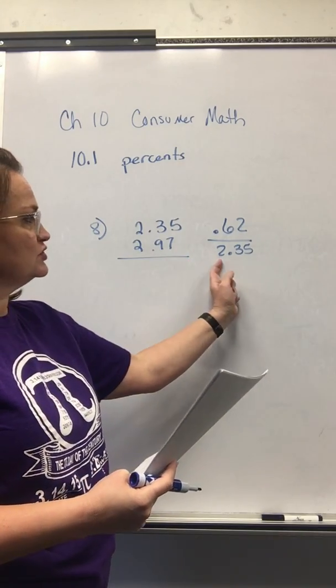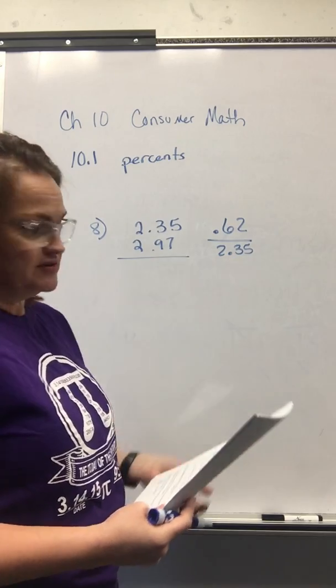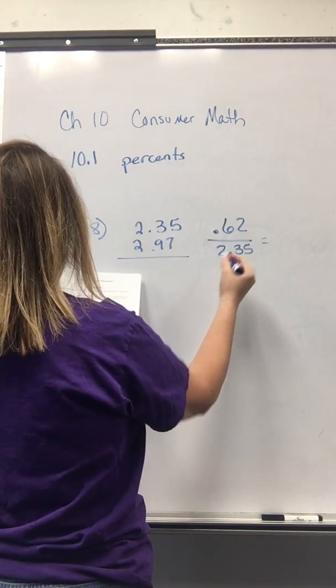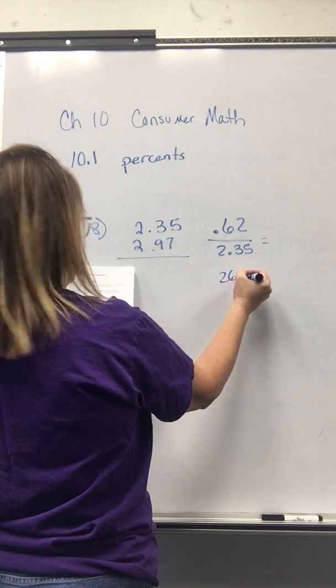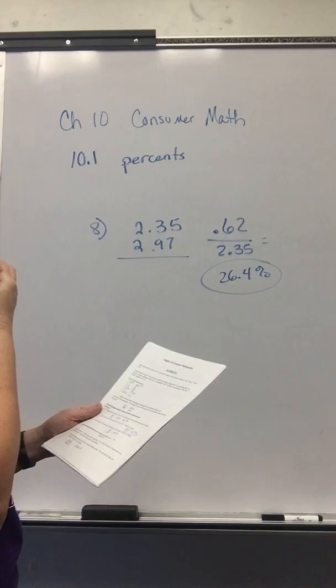It went from 235 up to 297. So we divide by the previous amount. Whenever you do that division on your calculator, just like all the other ones, we then move the decimal two places to change it into percent form.